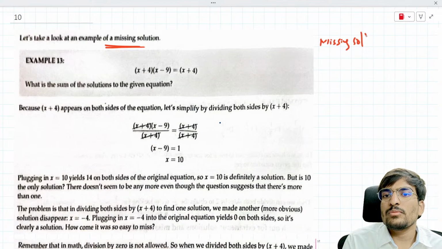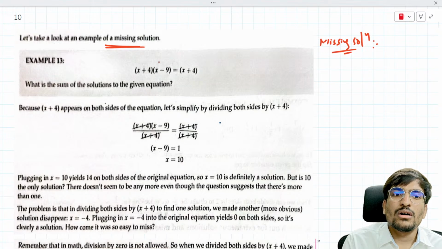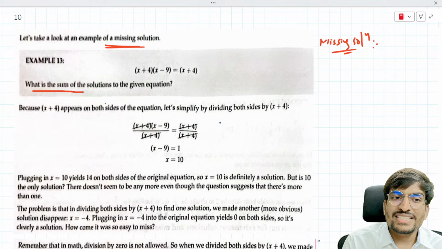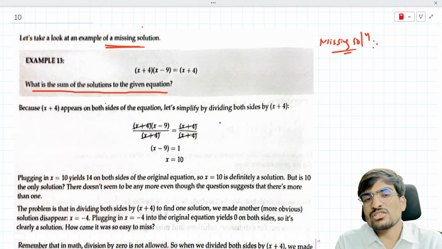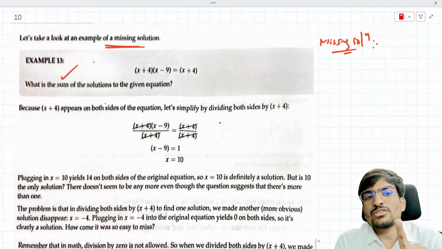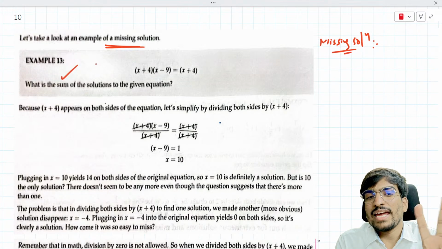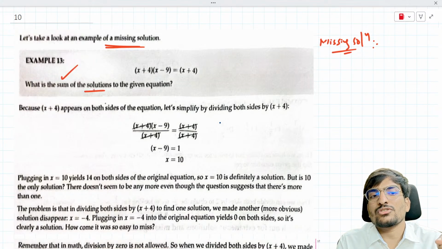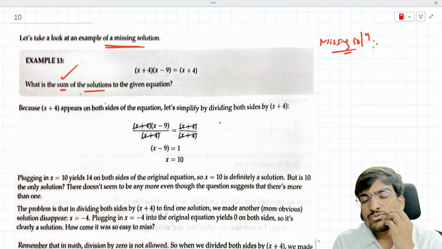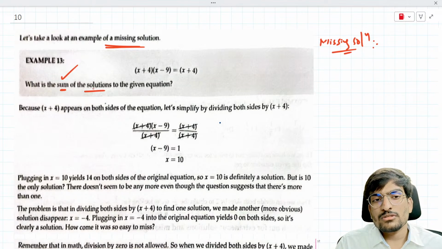So how do we miss solutions? Generally, what is the sum of the solutions to the given equation? You need to understand that they used the word sum, which means you are going to get two x values. Indirectly they said it is going to have two solutions. So two or more. Sum of the solutions.